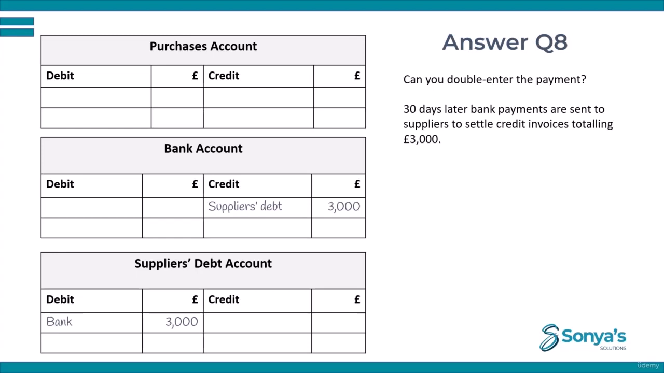We apply the double entry rule for an asset account to the bank account, so the balance will be on the debit side. The payment reduces the bank balance, so we need to make a credit entry. The equal and opposite entry is in the supplier's debt account, but why? It's a liability account with a credit balance. We need to reduce what's owed to suppliers, so we make a debit entry.